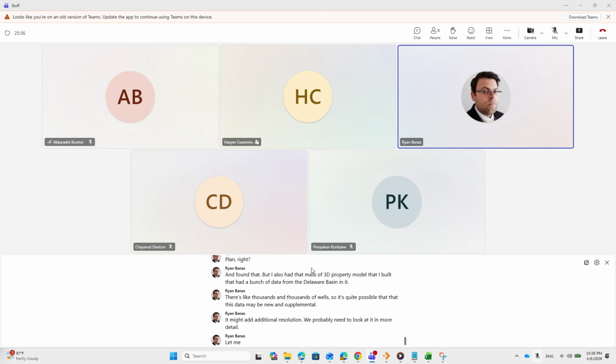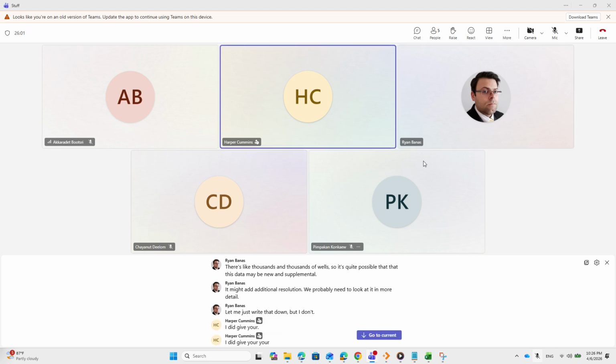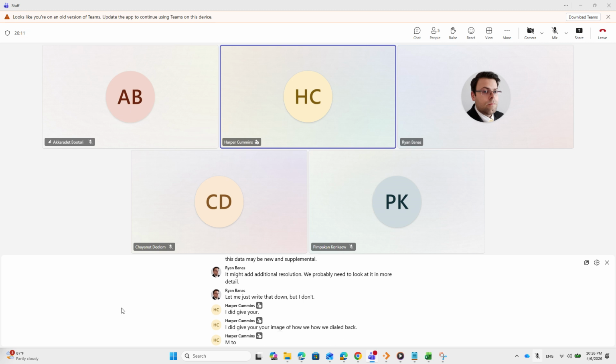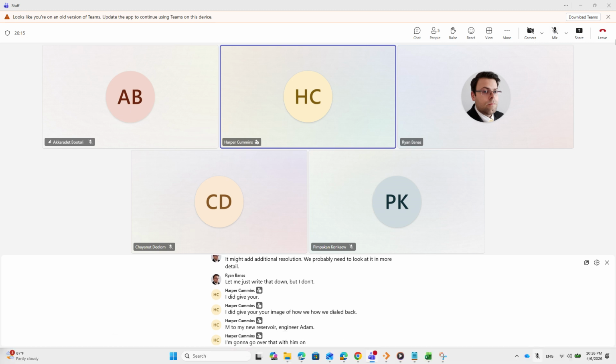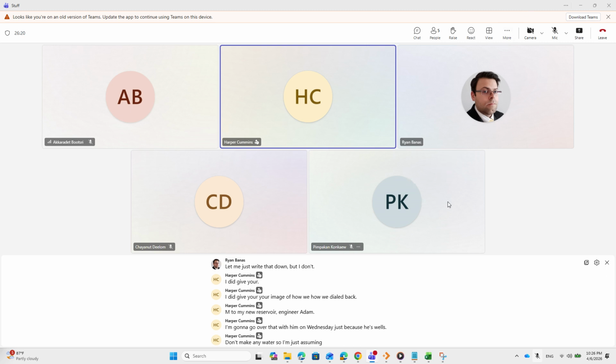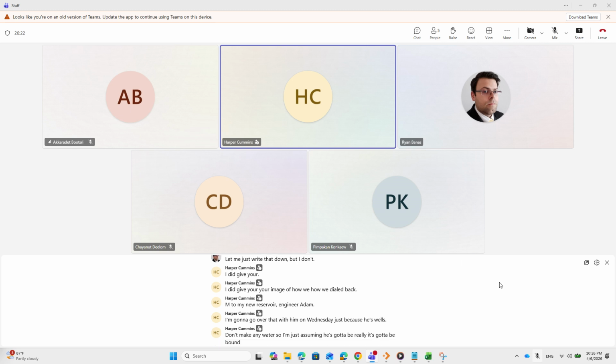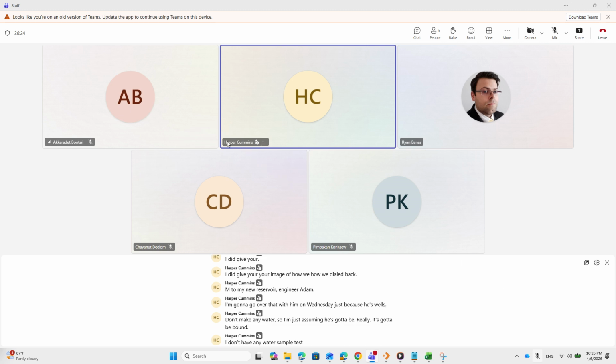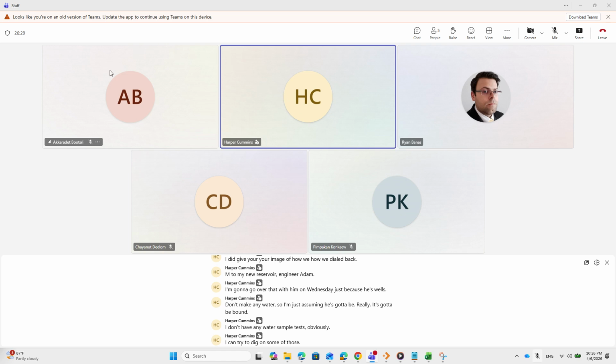Let me just write that down. I'm going to go over how we dialed back M with my new reservoir engineer, Adam, on Wednesday, just because these wells don't make any water. So I'm just assuming it's gotta be bound. I don't have any water sample tests, obviously. I can try to dig on some of the state and fed platforms.